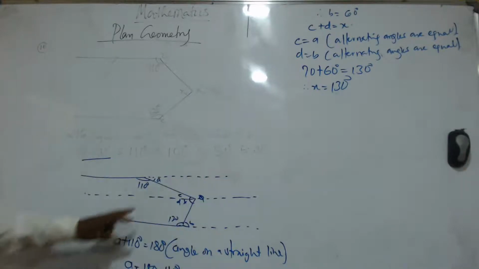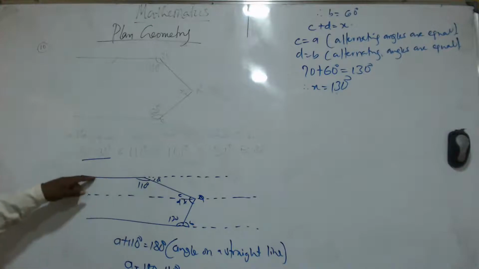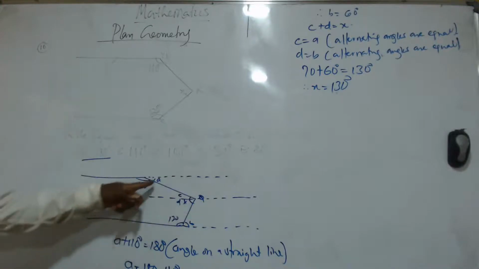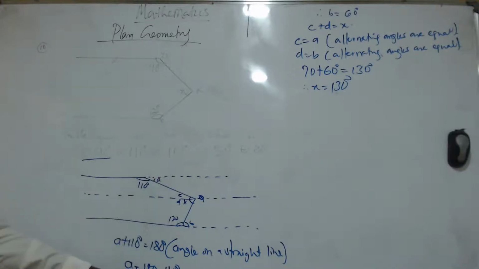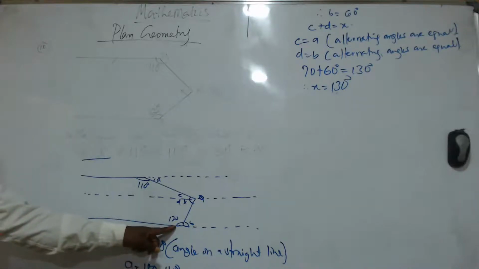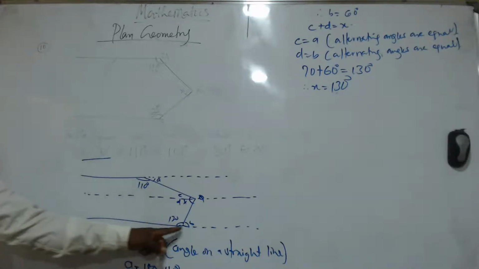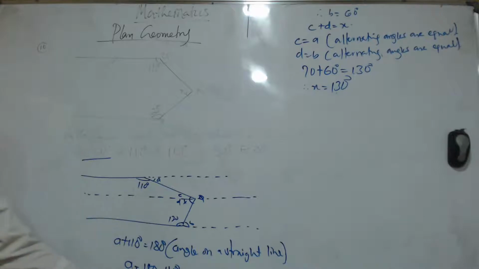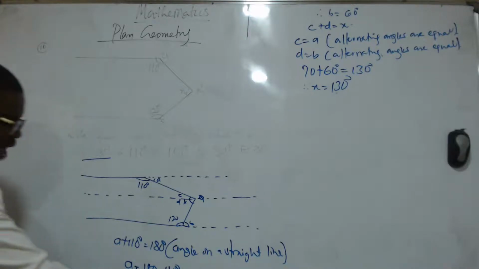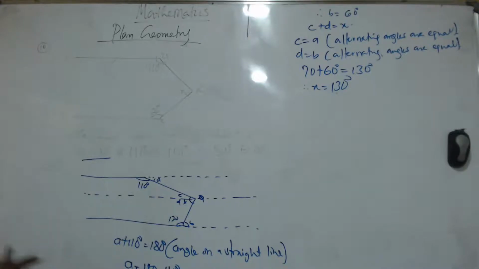I know fully well that the addition of these two angles, which form a straight line, is going to give us the value of A. And that's what I've done here. Then here also, we have 120 plus B equals 180. Reason: angle on a straight line is 180. Then the addition of those two angles helps us to get the value of C.